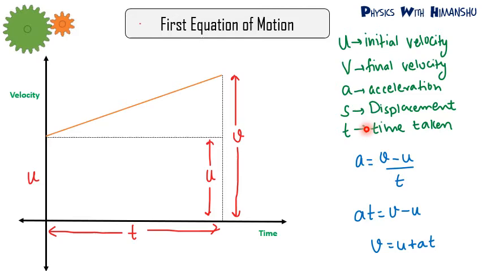The meaning of the variables: u is initial velocity, v is final velocity, a is acceleration, s is displacement, and t is time taken. So this is the first equation of motion, that is final velocity equal to initial velocity plus acceleration into time taken. Always remember, you can only use this formula when the value of acceleration is constant. Suppose acceleration is not constant and it's changing with time or distance, then you have to go to calculus method only. These equations are only applicable when acceleration is constant.